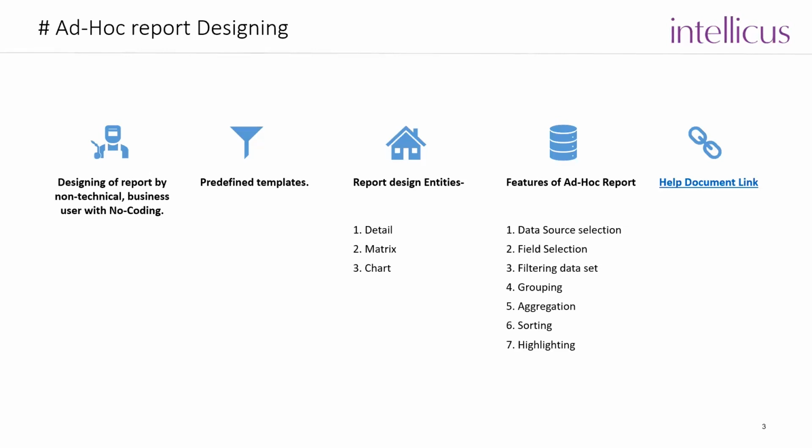Now, what are the design entities this ad hoc report covers? We cover the detailed report, which is used for detailed types of reports, which can be in printable format, can be emailed, and can be viewed on the dashboard and the reporting tool. Also, we can design a matrix type of report where we can create a cross combination, so we can analyze our solution based on this cross combination of columns and rows.